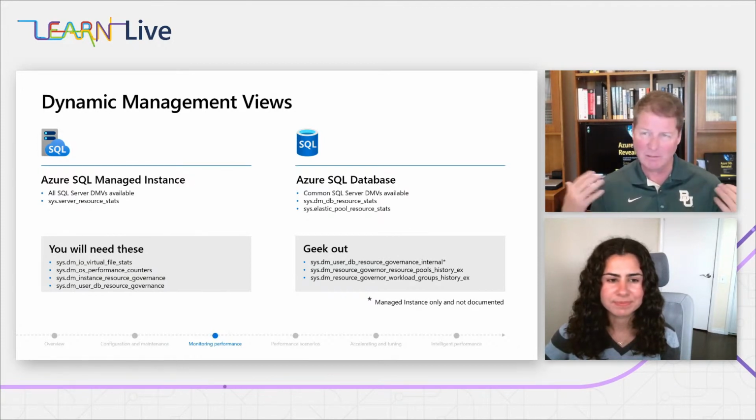So we have the DMVs you need. We have new DMVs for certain scenarios for the cloud. This is a great story because this is one of the tried and true tools of SQL Server performance, and I think people have what they need here.